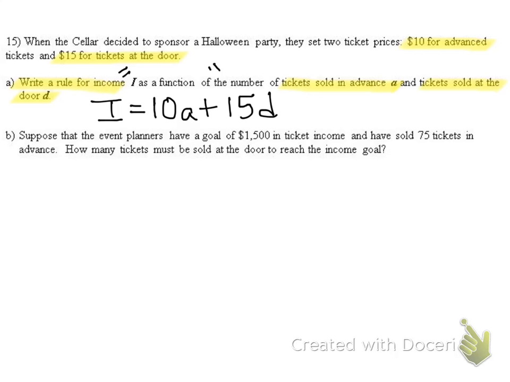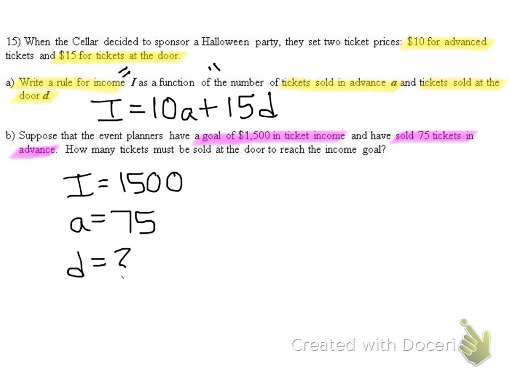Letter B, suppose that the event planners have a goal of $1,500 in ticket income and have sold 75 tickets in advance. How many tickets must be sold at the door to reach the income goal? Let's start by writing down the information that they give us. They're giving us a number for I and a number for A. D is what we're supposed to be solving for.